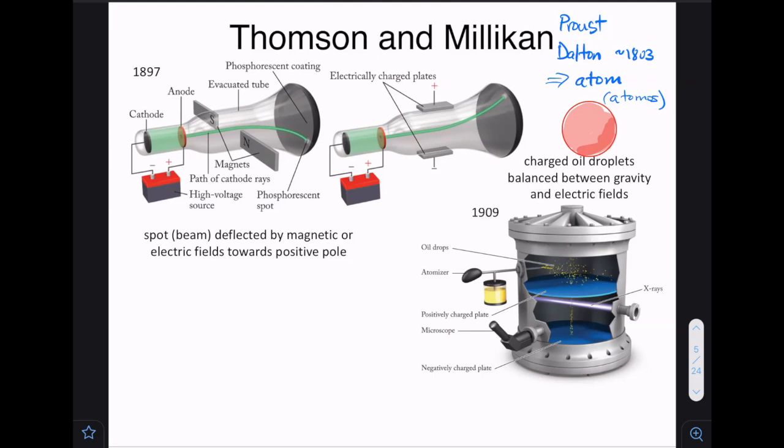And that model lasted for pretty much 100 years until the next set of experiments came along that required some change to that model using the scientific method. So this is almost 100 years later now. And in particular, we're talking about the work of J.J. Thomson. And we'll also be talking about the work of Robert Millikan on this slide.